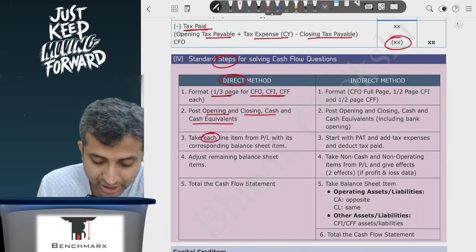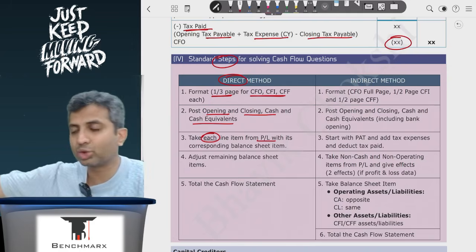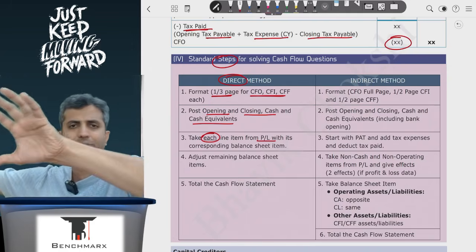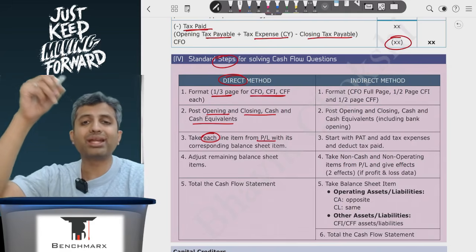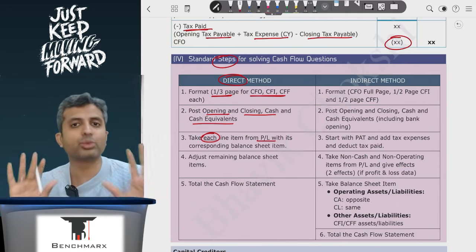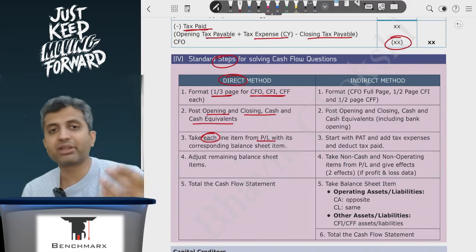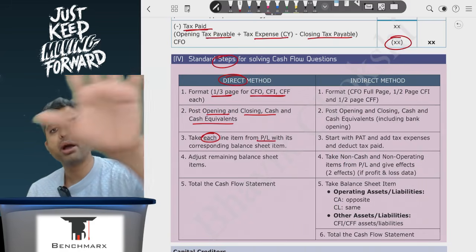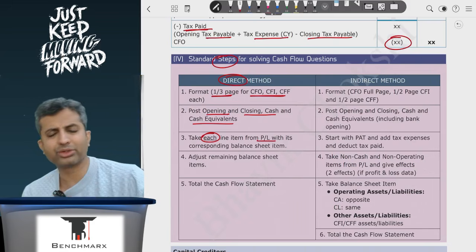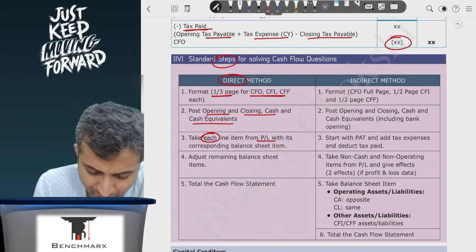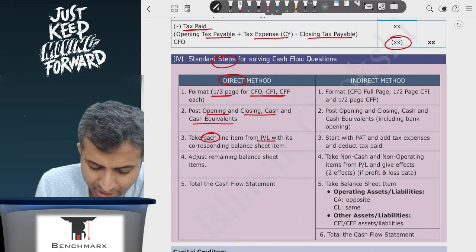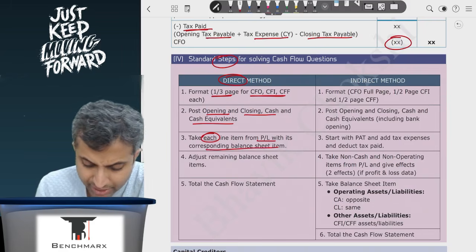Then take each line item in the P&L, like sales. You take the sales first, then take the opening and closing debtors and find opening plus current year sales minus closing will be your collection. Even let us say for expenses, opening outstanding plus expenses minus the closing outstanding will give you the paid, and so on. So you will take each P&L item and compare it with the corresponding balance sheet item.